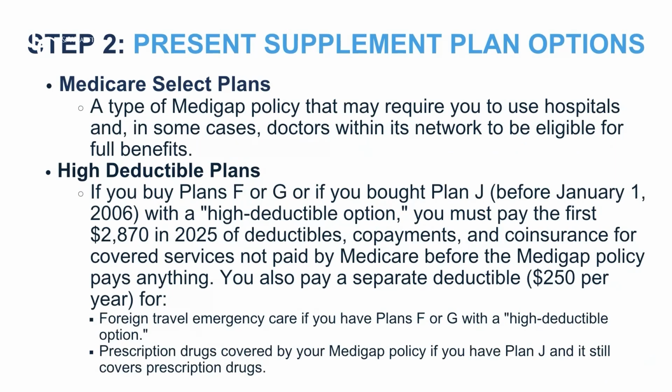There are a lot of different Medicare supplement plan options now that have created some nuance over what used to be pretty straightforward for us and our clients. Medicare Select plans: I've seen agents inadvertently place somebody in a Medicare Select Plan G when they intended to put them in a regular Plan G. A Medicare Select plan is a type of Medigap policy that may require you to use hospitals and in some cases doctors within a network.